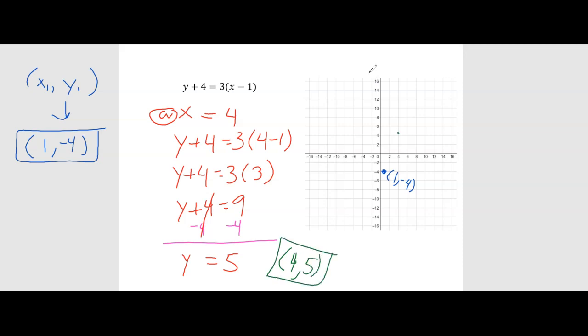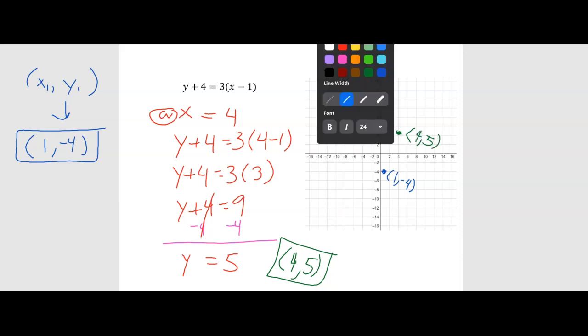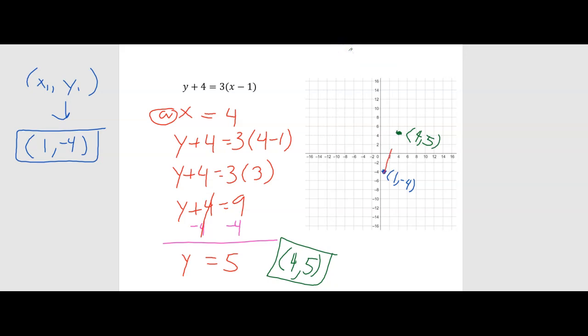So 4, again, 5 is somewhere between 4 and 6, right in the middle there. I'm going to label it as 4, 5. And I am good to draw my line between the points. We have successfully graphed the line.